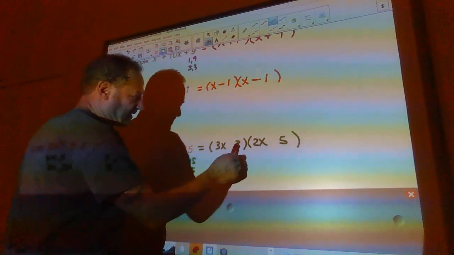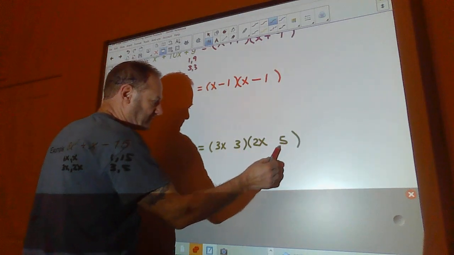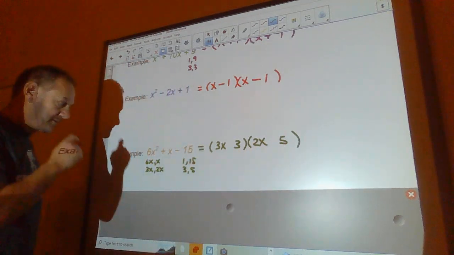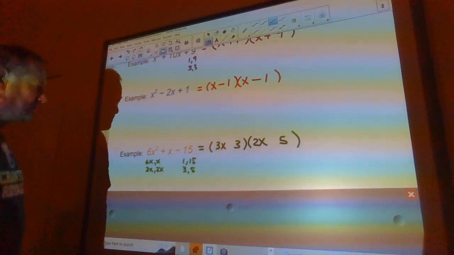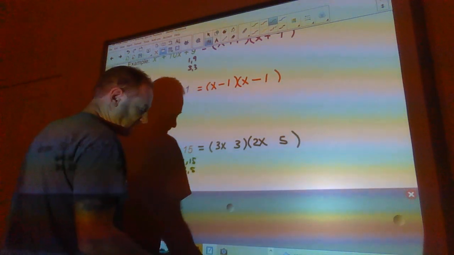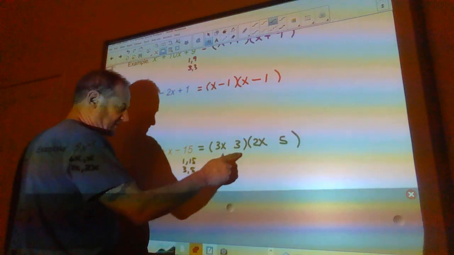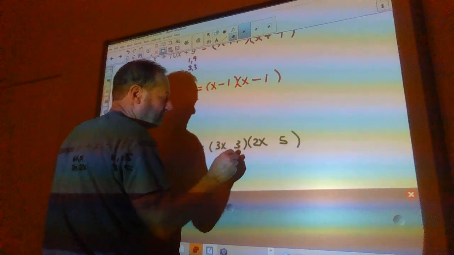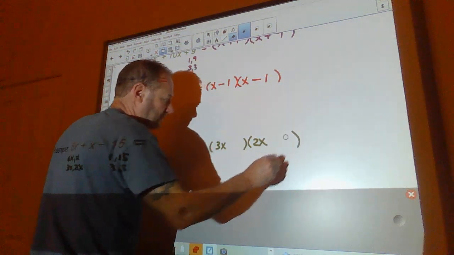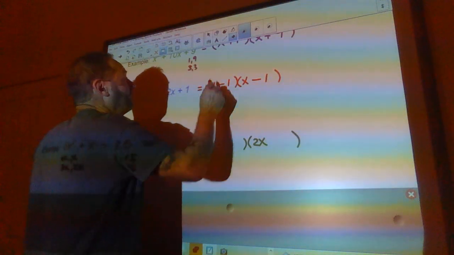Okay, so this would make 6x, and this would make 15x. And I can't make 1x with that. So what do I do? Well, I've tried all my possible combinations with 3 and 5. So let's try the other one. Let's try 1 and 15.